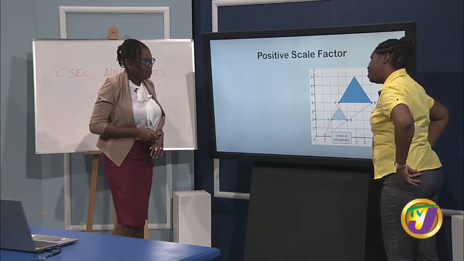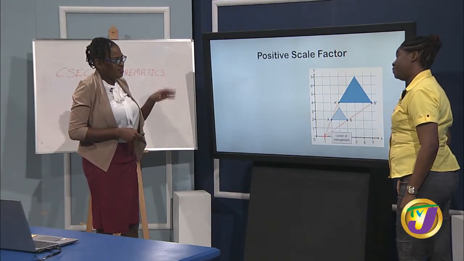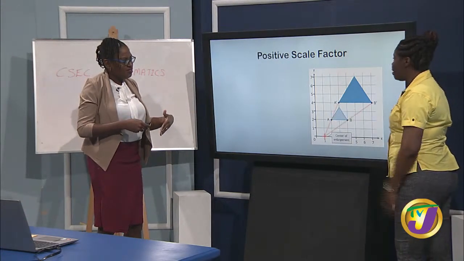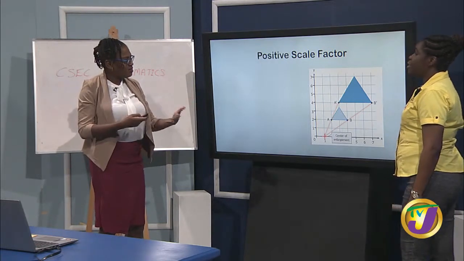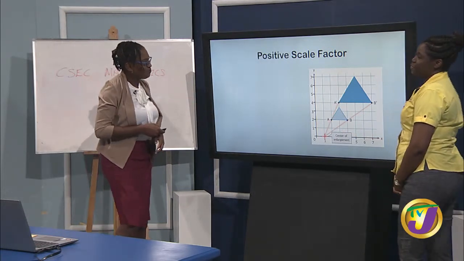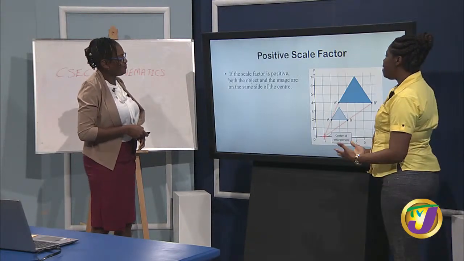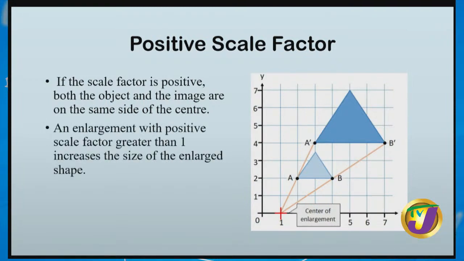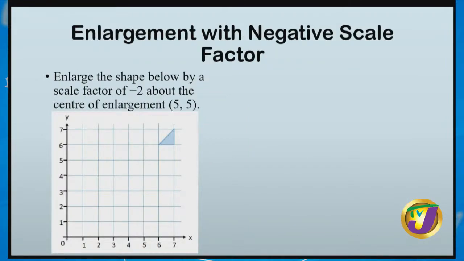So what do you think will happen if we have a negative? Since positive and negative are opposites, I'm thinking the opposite thing would happen. All right. So instead of them being on the same side, they're going to be on opposite sides? It's a possibility. All right, so if the scale factor is positive, both the object and image are on the same side. And we notice that when we have a scale factor that is greater than 1, it increases the size. Okay? So let's look at enlargement with a negative scale factor.